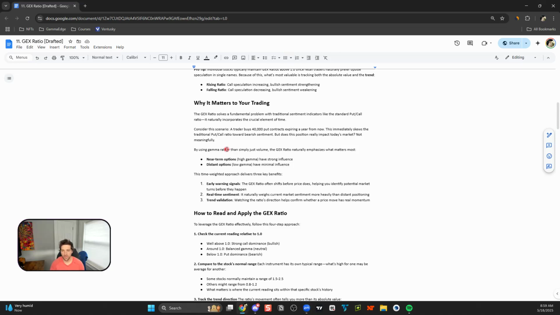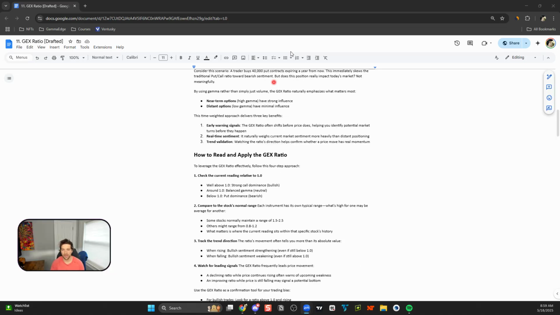By using gamma rather than simply volume, the GEX ratio naturally emphasizes what matters most. That is near-term options, which have higher gamma, because gamma is most prevalent at the money and closest to expiration. So the GEX ratio naturally places more influence on those trades happening in the near-term structure, which for us traders matters most. Those distant trades, a year out, have relatively low gamma, and those have minimal influence on the GEX ratio. And this time-weighted approach delivers three key benefits for us.